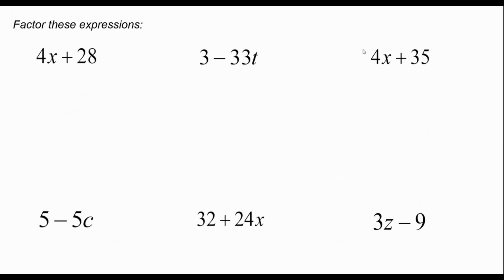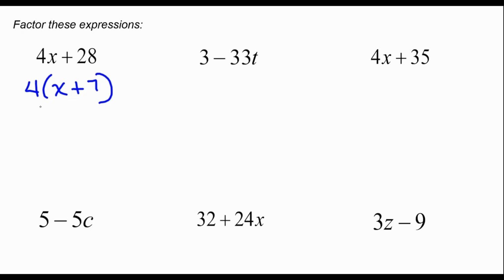4x plus 28. Well, what's the greatest common factor of 4x and 28? Well, they're both divisible by 2, and they're both divisible by 4, but 4 is greater. So we're going to use 4, and that's going to go outside the parentheses. So what's going to go inside the parentheses? Well, 4 times what gives me 4x? Well, 4x divided by 4 is just x, or 1x, plus 28 divided by 4 is 7. And there's my factored expression, 4 times x plus 7.